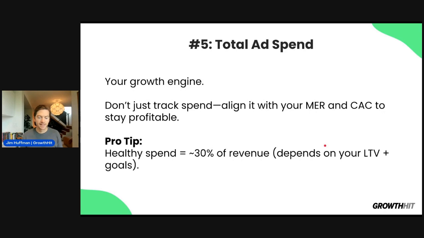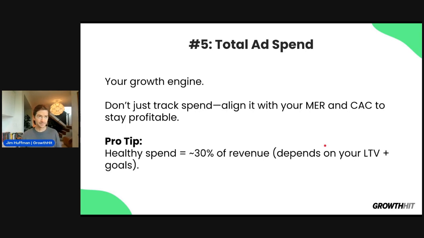Total ad spend. I really care about ad spend from a percent of revenue perspective. I care about ad spend from an efficiency ratio, right? So in the early days, your total ad spend can be very high as a percent of revenue. It can be very high as you're starting to test and learn. But as you grow and scale, you want that to be coming down, right?